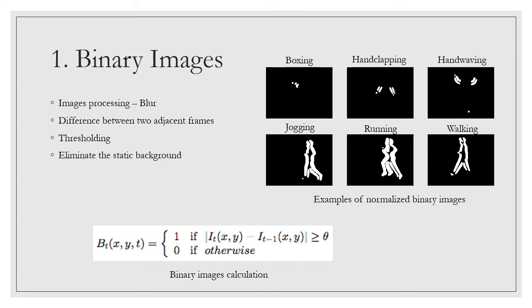So binary image is basically the difference between two adjacent frames, and we're using some thresholding to get it out, which is shown as the equations here. This method helps us to eliminate the static background and get only the motion out.